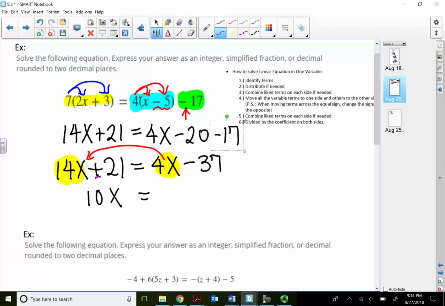All right, that means my positive 21 needs to move over and become negative. So that will become negative 37 minus 21. Combining like terms would give me negative 48. Excuse me, 58.